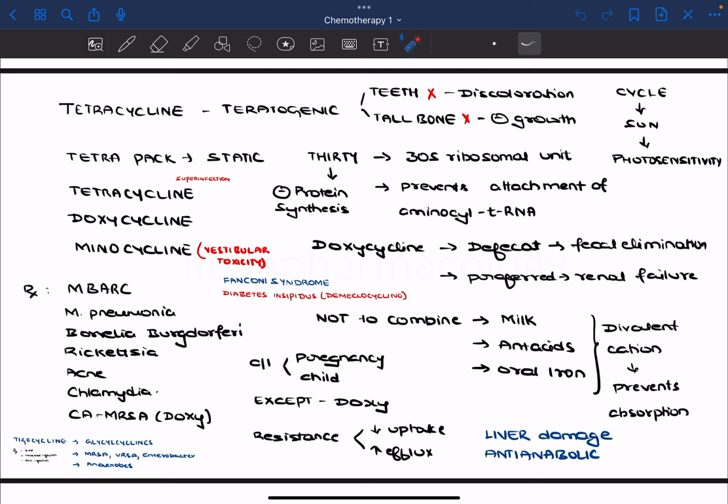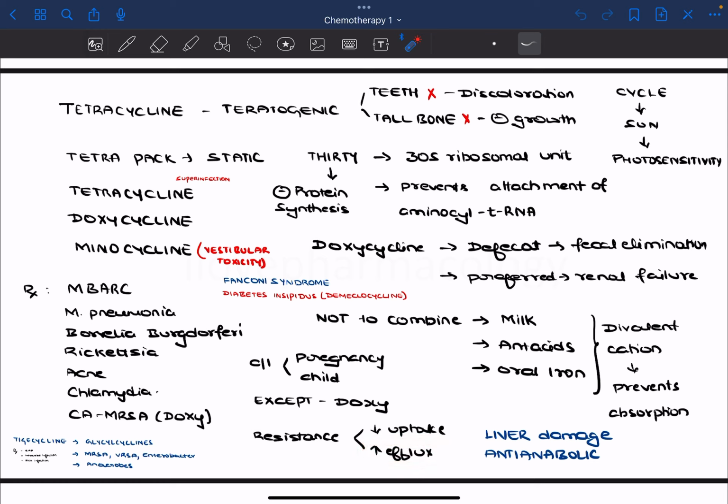So as we discussed, it is contraindicated in pregnancy as well as children because it will affect the teeth and the tall bones. The exception for this is doxycycline. And apart from that, how does tetracycline develop resistance? The most important mechanism of development of resistance to tetracycline is by decreasing the uptake of tetracycline into the microorganisms, basically by altering the porins as well as by increasing the efflux of the drug from the bacteria.